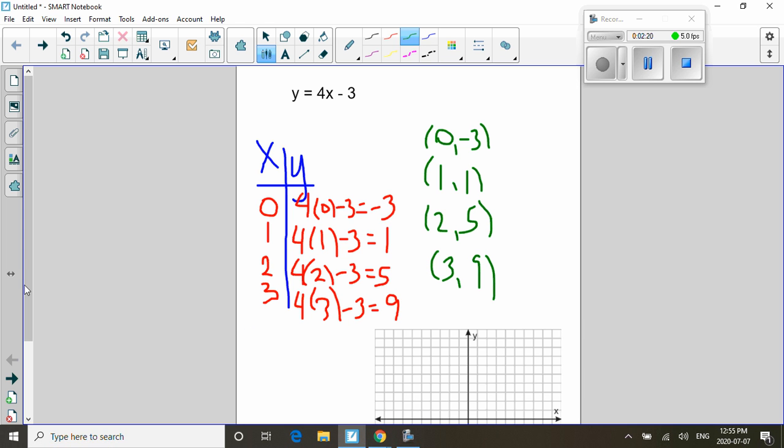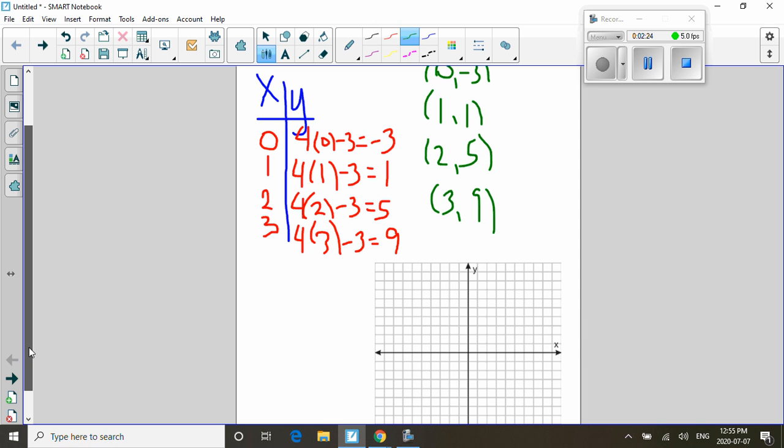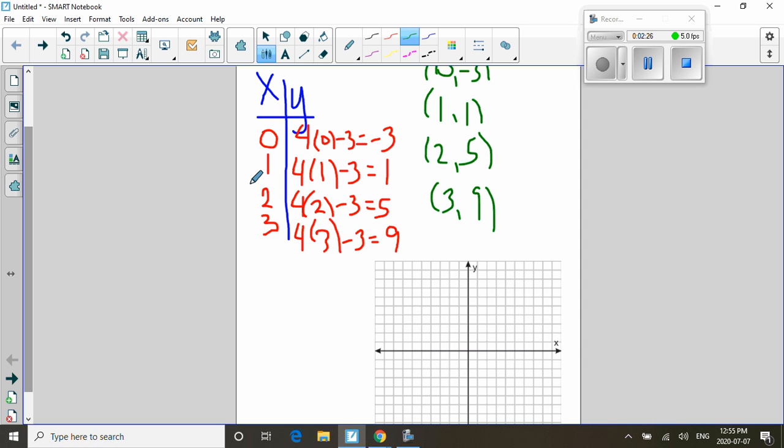So now what we can do is use those points and actually put them on a grid. If I plot those points, I can start with (0, -3). That's going to go right about there. And then (1, 1) is here. And then (2, 5) is right here. And (3, 9) is right up there.